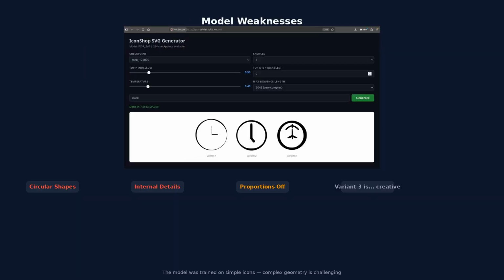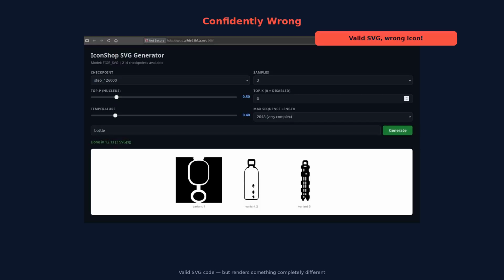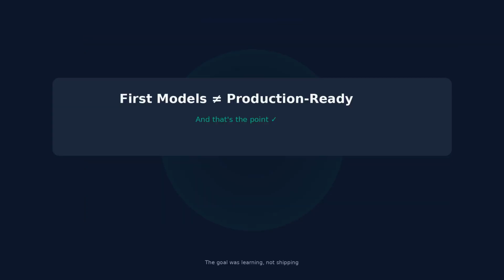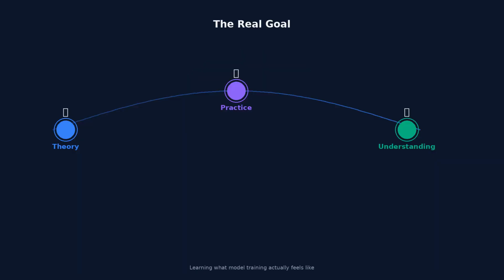The honest takeaway: first models are never production ready, and that's the point. This wasn't about shipping a product, it was about learning what model training actually feels like. You watch loss curves drop, you adjust hyperparameters, you wait through epochs, and then you see your first outputs come back from a model you trained yourself. That moment, seeing your own model create something from nothing, is worth every hour of the wait.